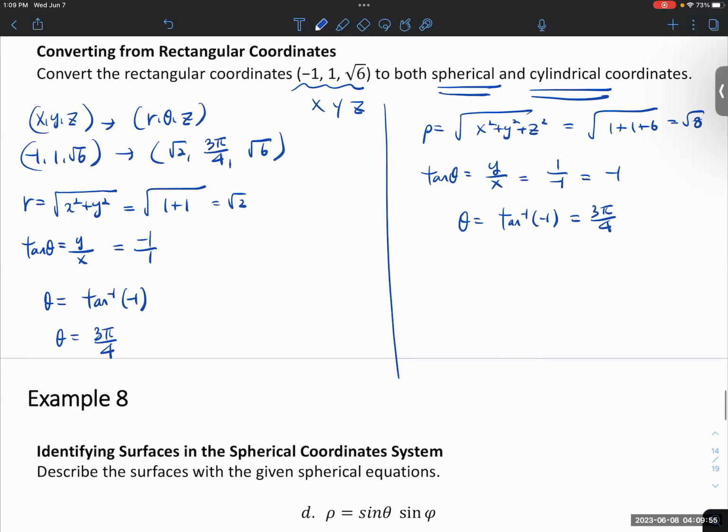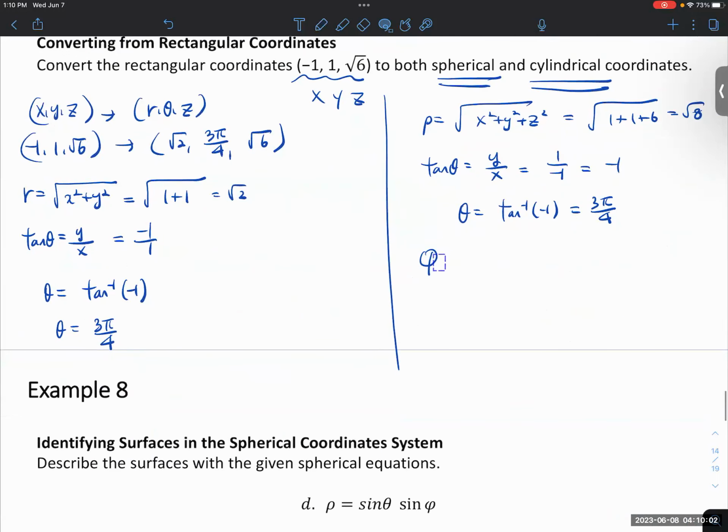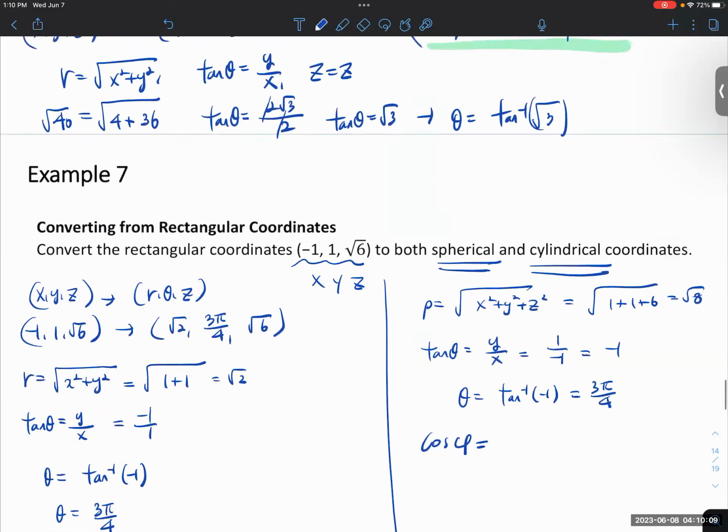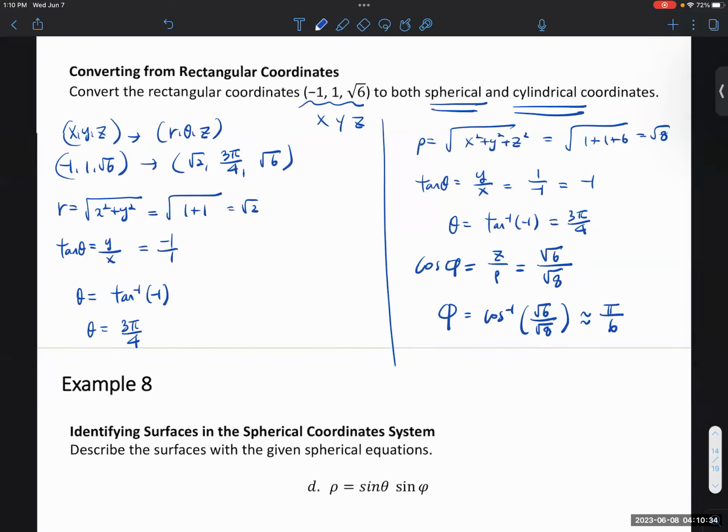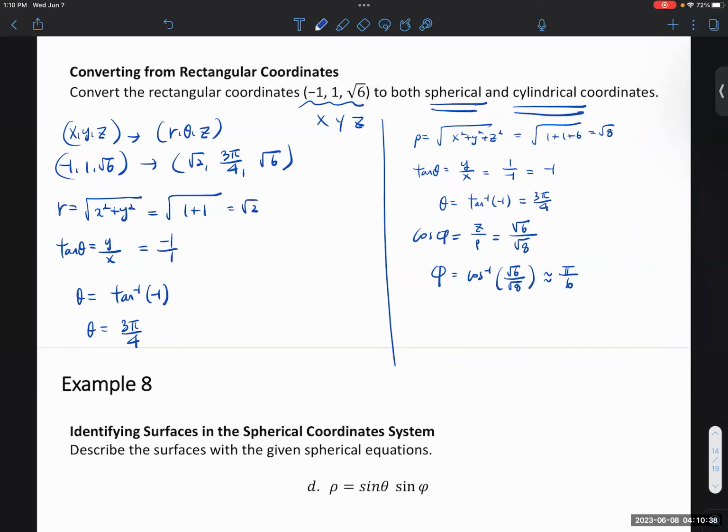The last one is phi. What do I know? Cosine. So we have cosine phi equals z over rho. So z, we know, is radical 6. Rho, we just found out, is radical 8. So this is the angle we are looking for. Cosine inverse of radical 6 over radical 8. So you can convert it, and it's going to be pi over 6. So therefore, in the spherical coordinates, you found out radical 8, 3 pi over 4, pi over 6. This is the spherical coordinate system.